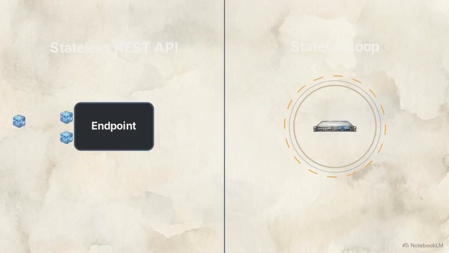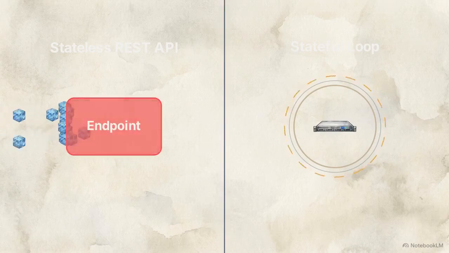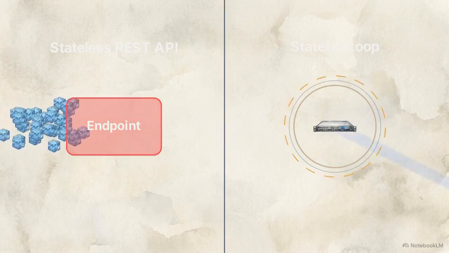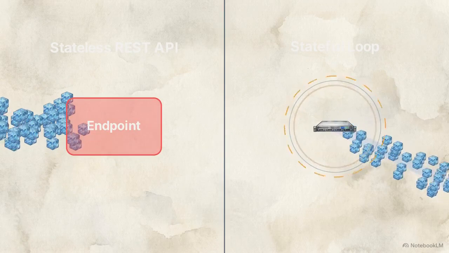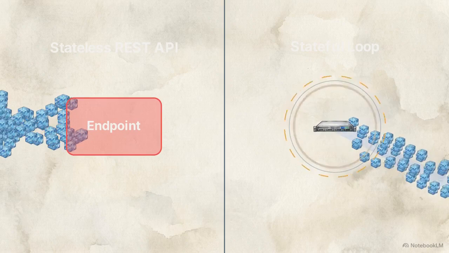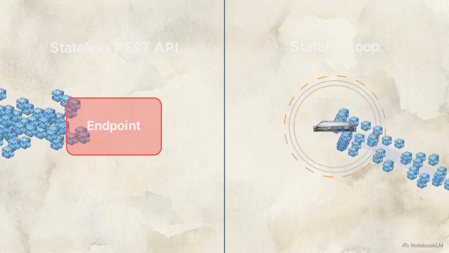Look at the left side of this flow. A stateless REST API chokes under the latency of high-frequency 10 Hz telemetry streams. On the right, our stateful loop ingests a continuous river of telemetry blocks directly into memory without network overhead.